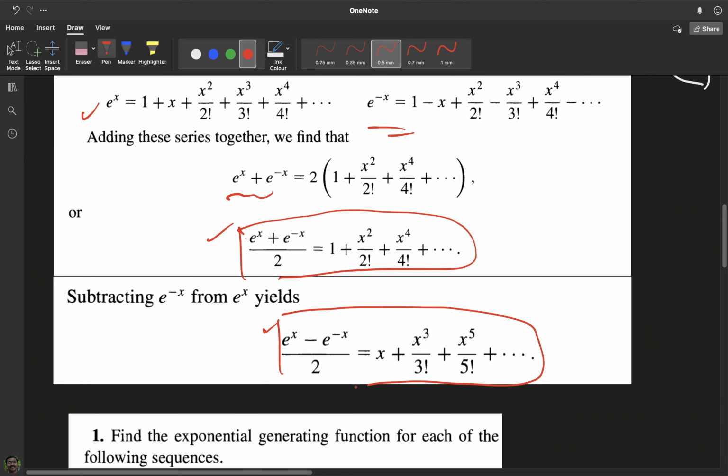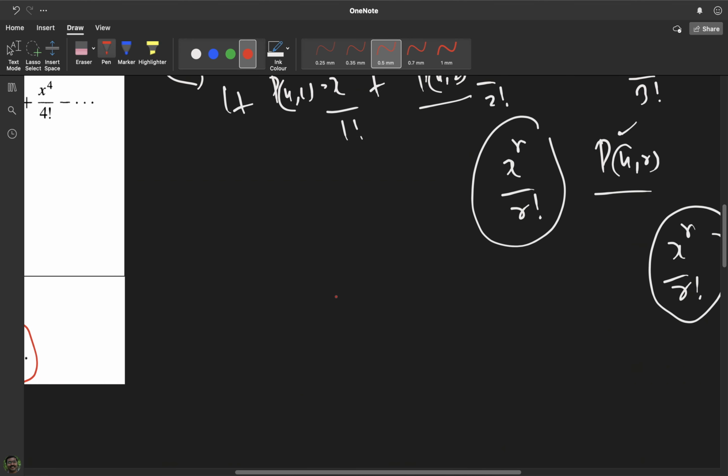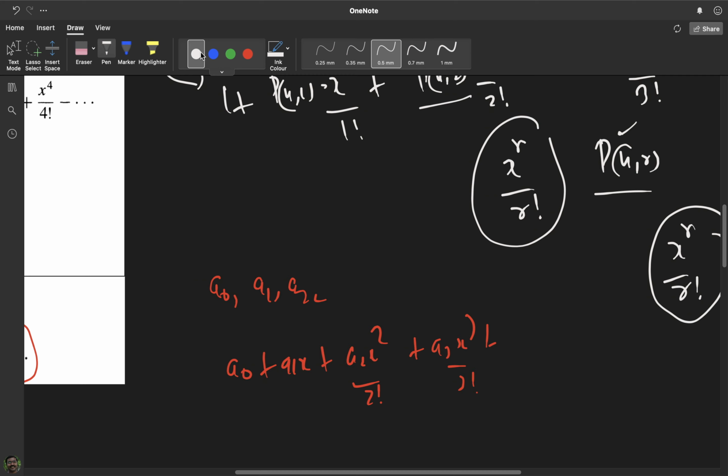I hope it is clear what an exponential generating function is. What is the exponential generating function for the sequence a0, a1, a2, and so on? It is nothing but a0 plus a1 x plus a2 x squared by 2 factorial plus a3 x cubed by 3 factorial plus and so on. So if you are asked to write the exponential generating function, I hope it is clear how to write it.